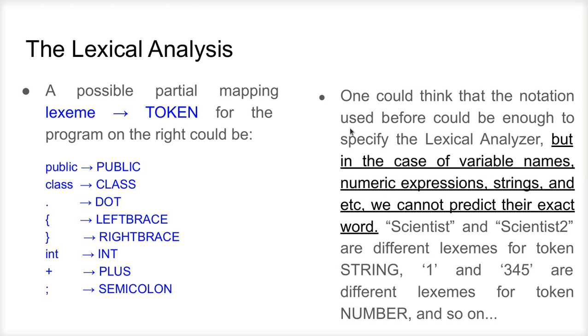One could think that the notation used before could be enough to specify the lexical analyzer, but in the case of variable names, numeric expressions, strings, and so on, we cannot predict their exact word. Scientist and scientist2 are different lexemes for token string. 1 and 3, 4, 5 are different lexemes for token number, and so on.